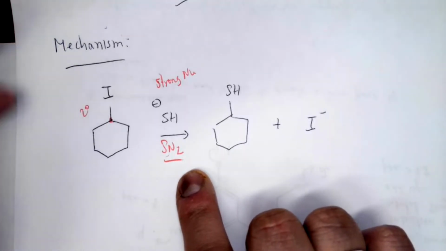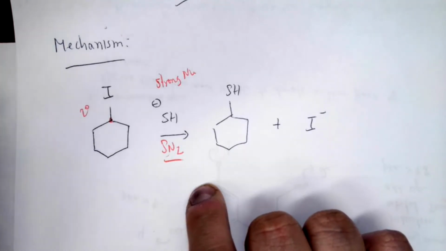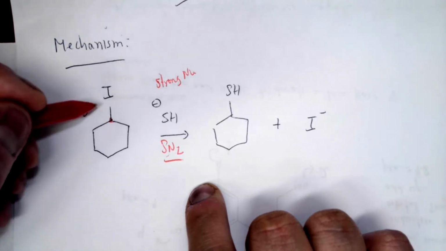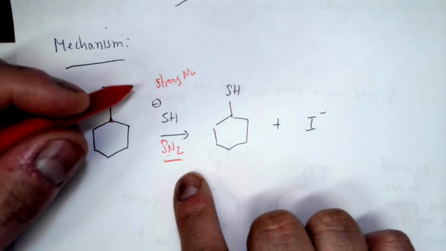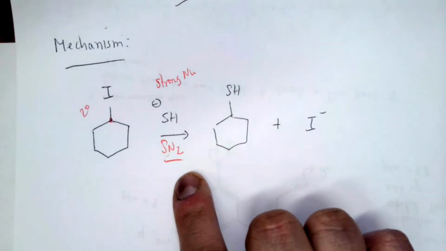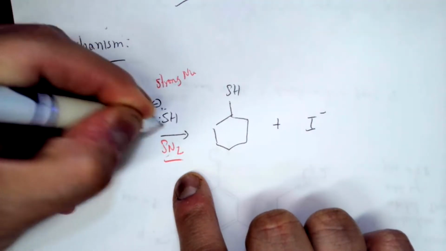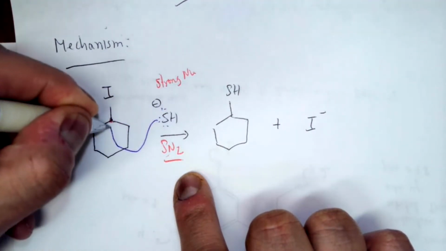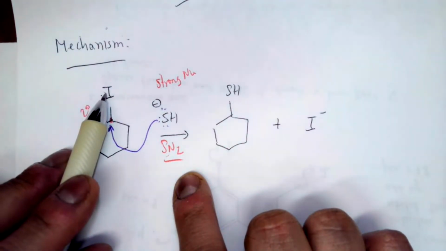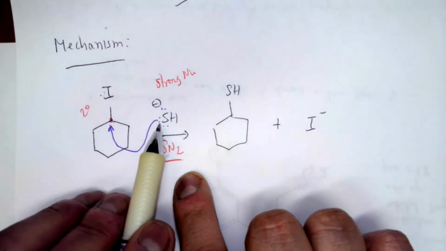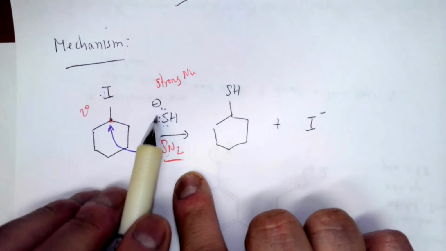Now, arrows. The arrow has to show really the backside attack. So in this case, because I know that the SN2 is a backside attack, my arrow should really show that. So the SH, I will do the arrows. The arrow attacks from the back, the opposite side of the iodide. And you're attacking with the sulfur, the electrons of the sulfur.